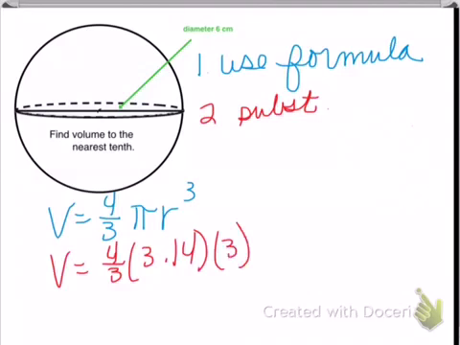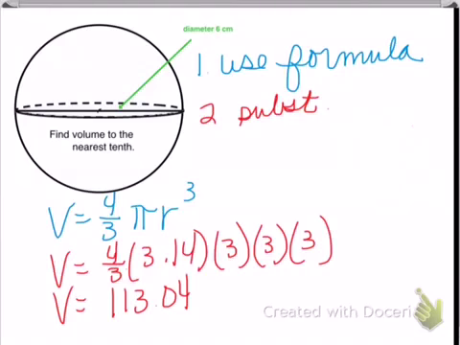And now r cubed means I need to do 3 times 3 times 3. So I'm going to go ahead and get that multiplied up. So pause the video and do your multiplication. So I see that my volume is equal to 113.04.